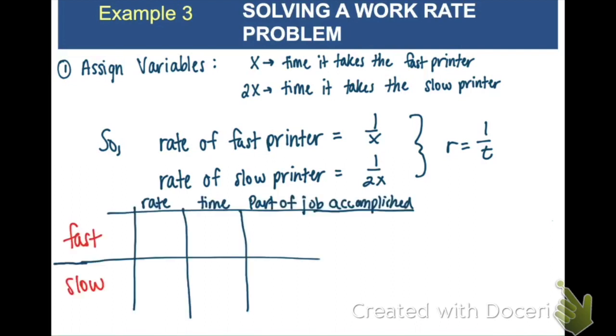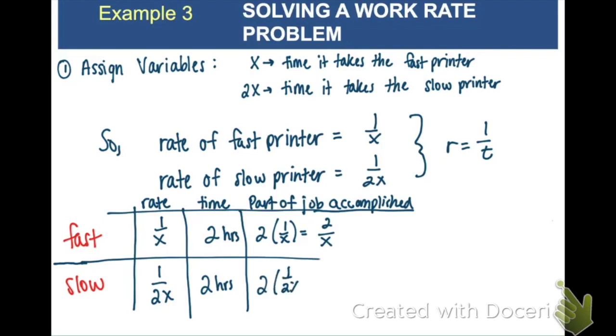Now we are ready to set up our table. The rate for our fast printer and slow printers go there. The time is 2 hours for the job. And now we are using the other equation, A equals R times T, which tells us the amount of work completed. So I did my rate times time for both the fast and the slow printer.